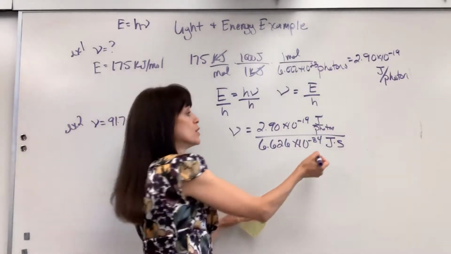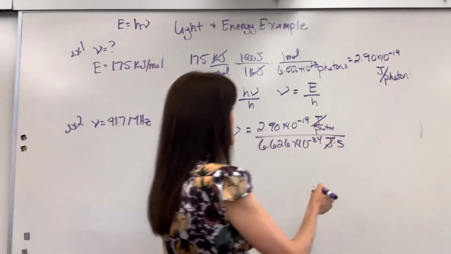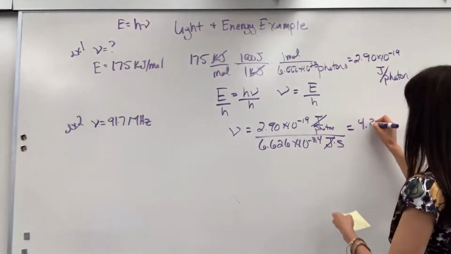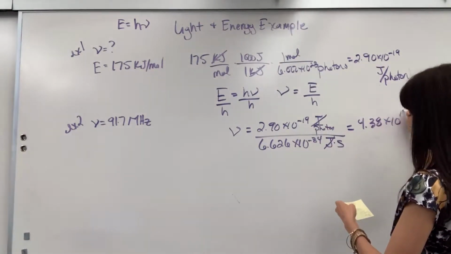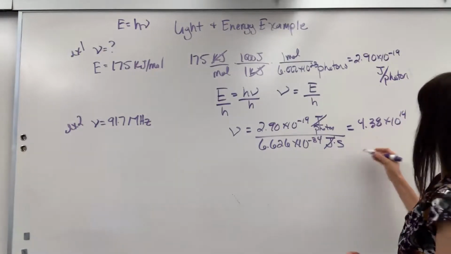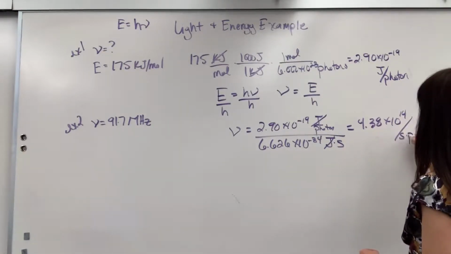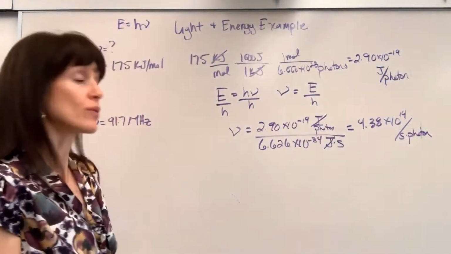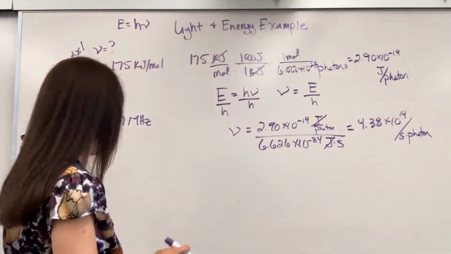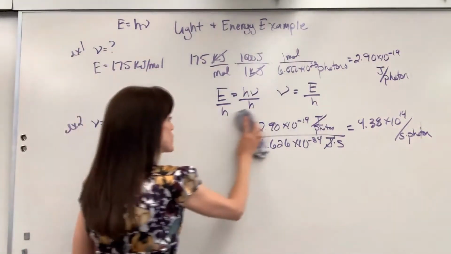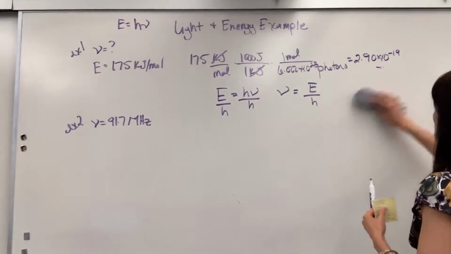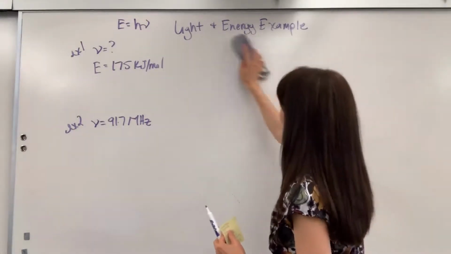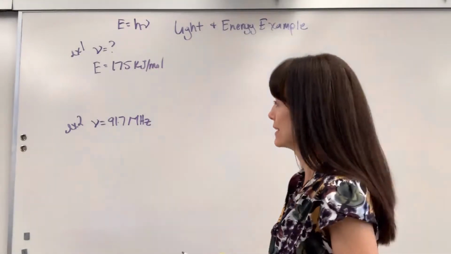So let's look at the units. Joules cancel, and we will be left with, so let's go ahead and do the math, 4.38 times 10 to the 14, and this will be per second for each photon. Per second, that's our frequency. Okay, nice. This formula is easy. It's easy to do this formula. And so the trick is going to become the units. Watch those units and what your professor, what your teacher, what AP gives you.